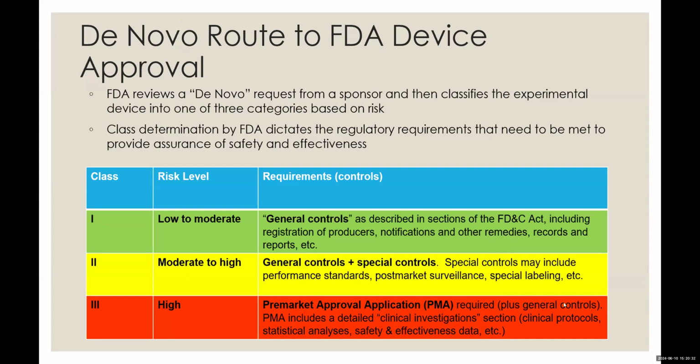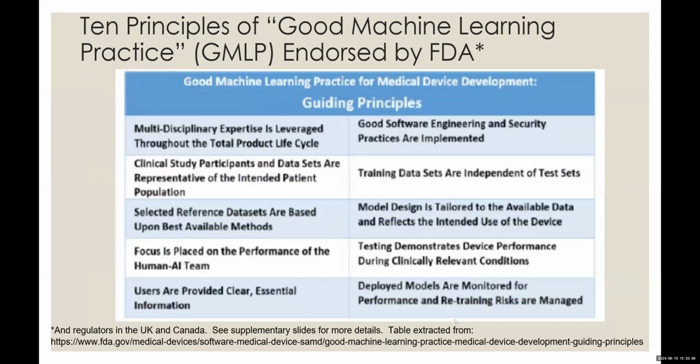It includes general controls plus quite a lot more detailed clinical investigations, protocols, statistical analyses, safety and effectiveness data, and whether or not that needs to be prospective. I think we can have some discussion about that at the end. The FDA also endorses, along with other regulators in UK and Canada, a number of principles of good machine learning practice. Some slides in the appendix go through each one of these in detail. I won't have time to do so today, as I need to wrap up within a couple of minutes.